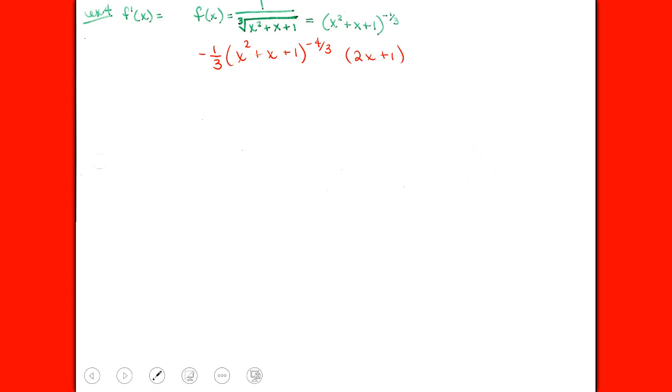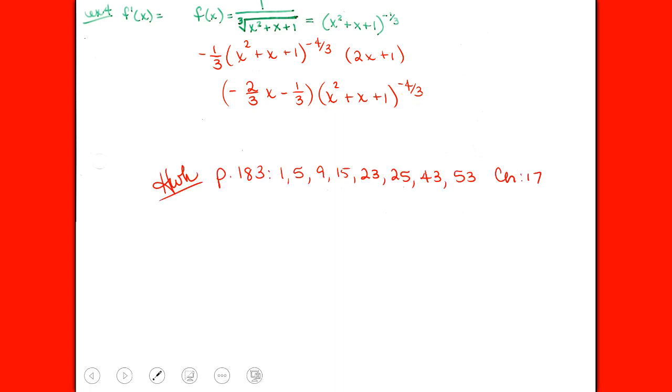2x plus 1. So I could distribute this negative 1/3 to the 2x plus 1. So that would give me negative 2/3 x minus 1/3. And you could leave this quadratic to the negative 4/3, or you could move it down into the denominator to get rid of the negative, or you could put it under a cube root to get rid of the exponent, however you want to write it. I'm going to leave mine this way, but there are, of course, several different ways that we could write this.